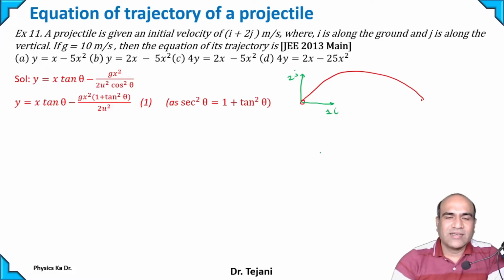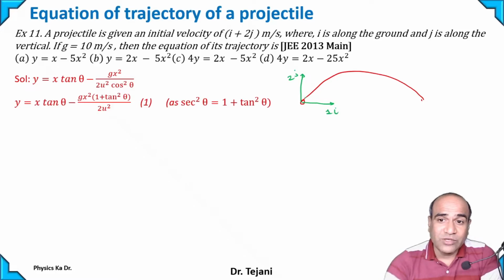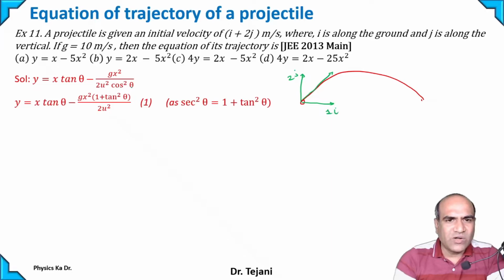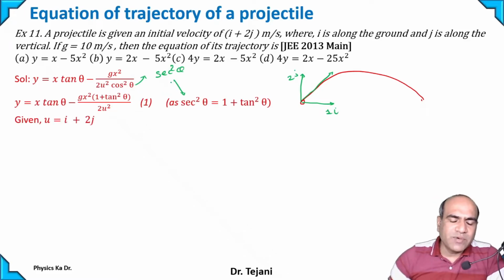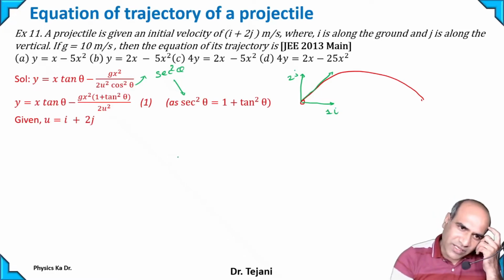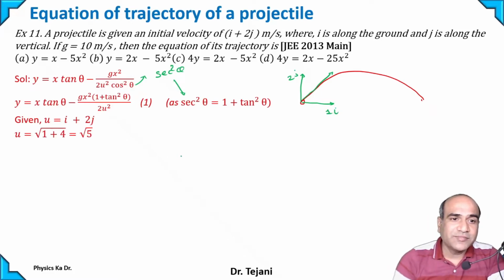Can we take this relation for that? See, we can convert, we can put here cos square theta also. We can convert this into sec square theta, and sec square theta is equal to 1 plus tan square theta. You can rewrite this equation in this form also, or you may continue with the previous equation, whatever you wish. So, given u is equal to i plus 2j, this is the given data. i is given, j is given, both are unit vectors.